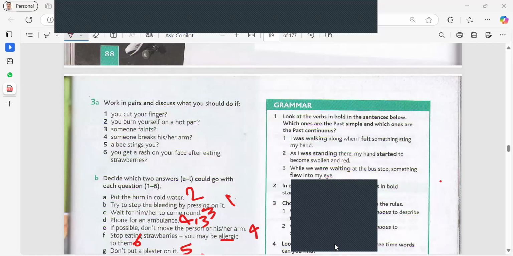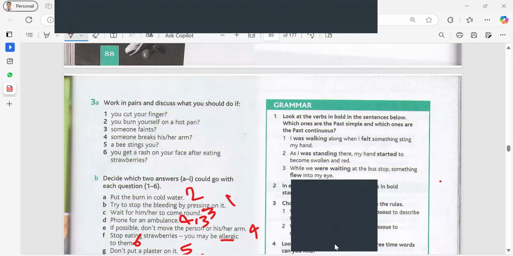Number 4. If you think someone has broken their arm, then the first important thing is don't move them. I mean, make sure they are warm, comfortable, and out of danger, but don't move them if at all possible. Then phone for an ambulance as quickly as possible.